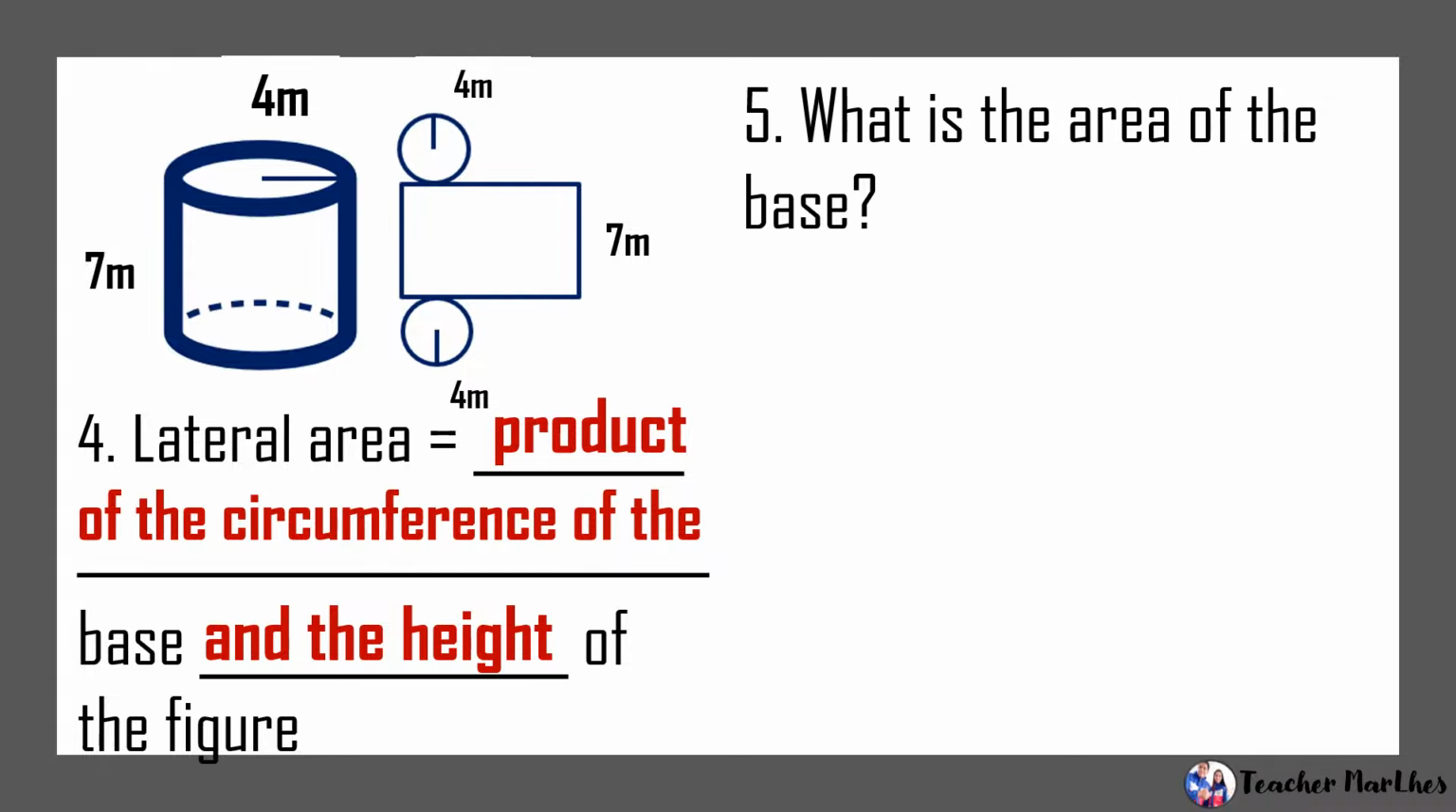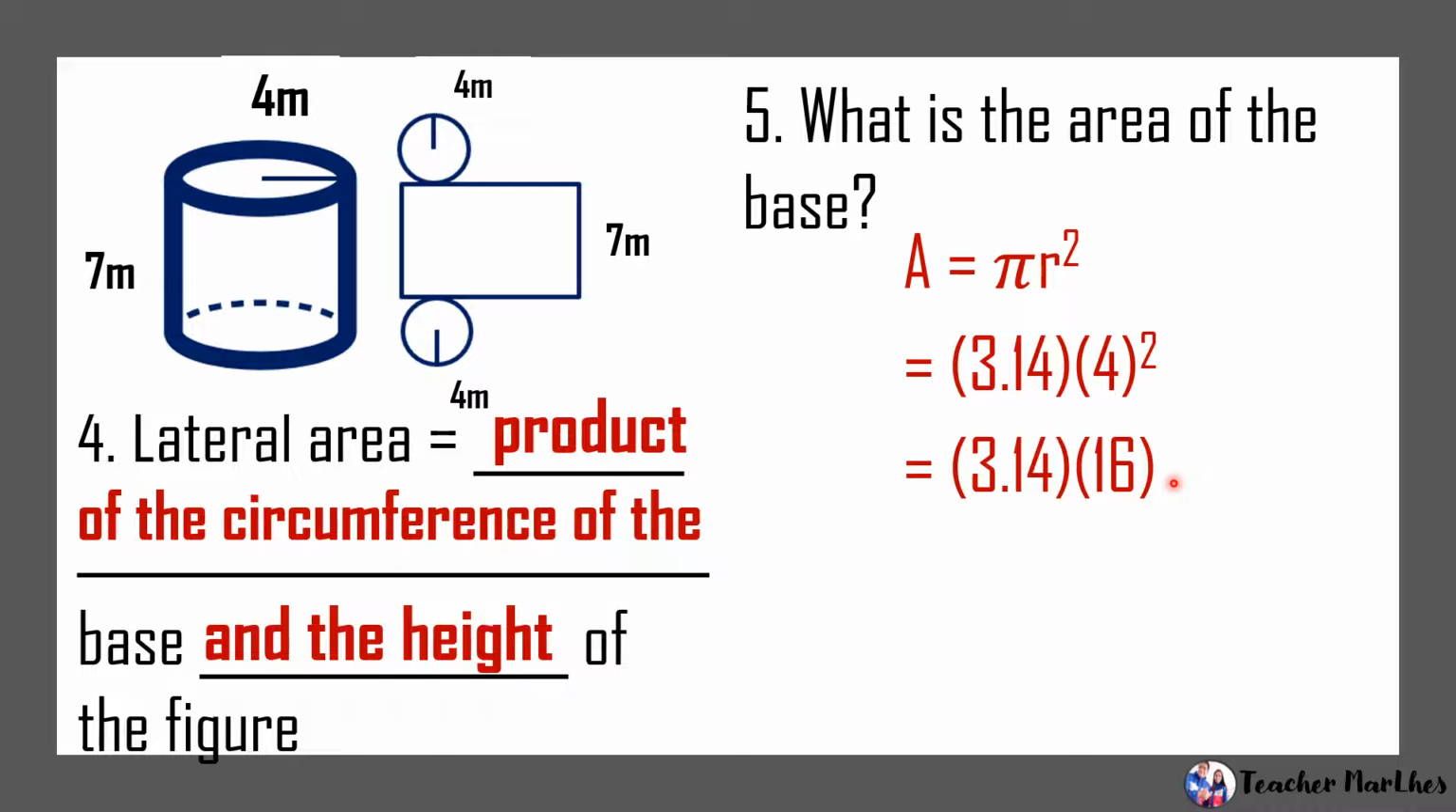Then question number 5, what is the area of the base? So we will use the formula in finding the area of a circle. Since ang cylinder, ang base niya ay circle. So we have pi radius squared. So papalitan lang natin yung mga value. Radius ay 4. So we have pi 3.14 times the value of radius is 4. Then squared. So, 4 times 4 is equal to 16. Then, 3.14 times 16 is equal to 50.24 square meters. So, ang area ng base ng cylinder ay 50.24 square meters.